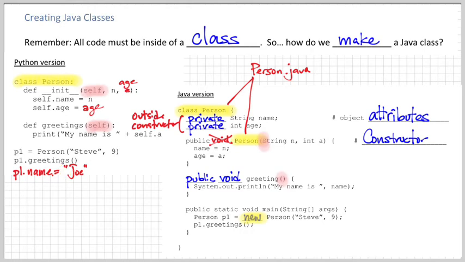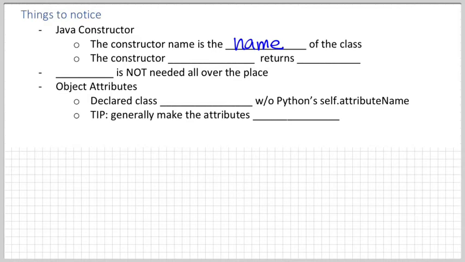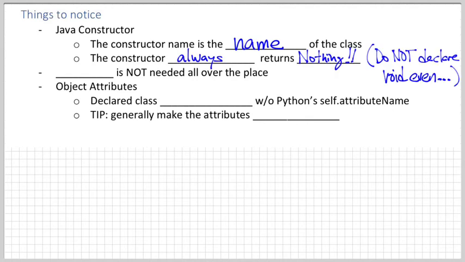Okay, so to summarize all that we talked about just now, the Java constructor, instead of being __init__, is now the name of the class itself. So in the previous case, Person was the class name, Person is the name of the constructor. And the constructor never returns anything, and in fact, you should not define it to be a void method either. You don't want to put it there.